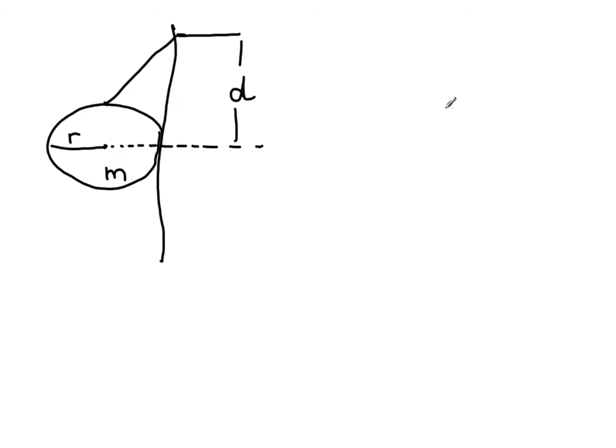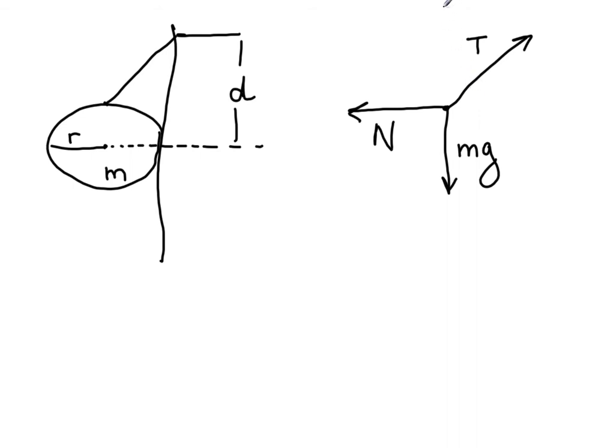what's going on. So here's the sphere. I know I've got mg pointing downward. I've got the tension, which goes this way, and I've got the wall pushing outwards perpendicular to the wall. I'm going to go ahead and call that the normal force because that's kind of what that is. If I wanted to analyze this, I would bring in my x and y axes. There's the x-axis and there's the y-axis.